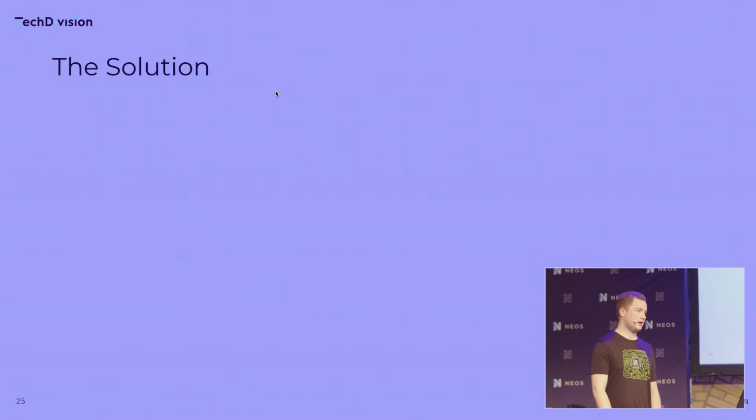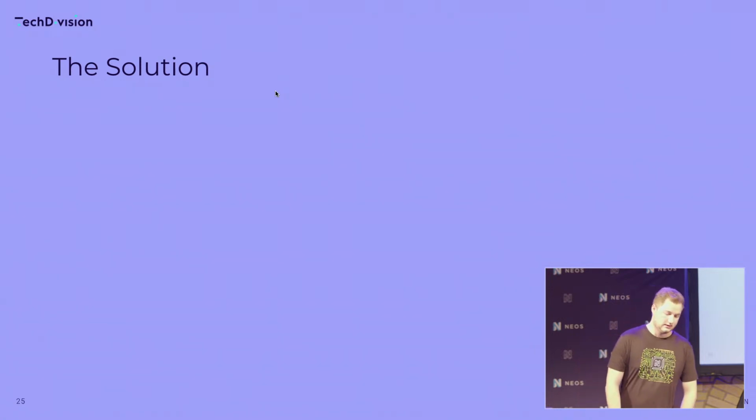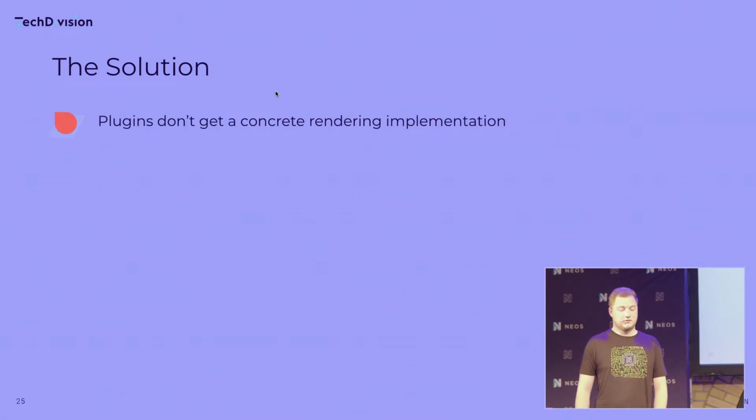A solution that we are trying to establish, at least in our own plugins, is that plugins don't get a concrete rendering implementation. So you have a plugin and it has all of the pre-configured configurations, it has some logic that is abstracted in the project, but the plugin itself is not standalone. The plugin itself cannot render anything.